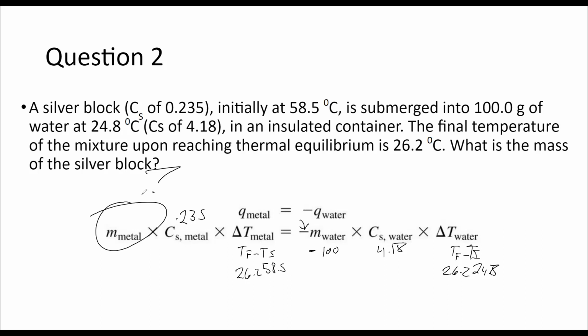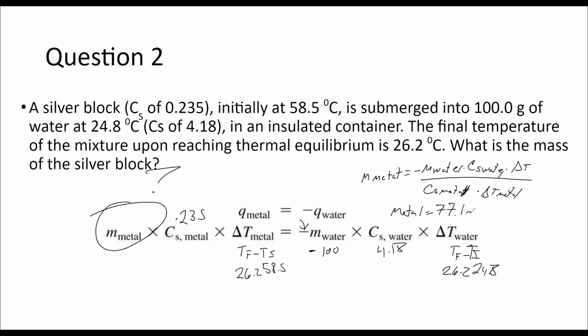All right, so this is algebra. Get mass of metal by itself, solve for mass of metal. Without plugging in numbers, mass of metal is going to equal negative mass of water multiplied by CS of water multiplied by delta T of water, divided by CS of metal multiplied by delta T of metal. So we're solving for mass of metal. Plug all your numbers in, and what I got for that is the metal is 77.1 grams.